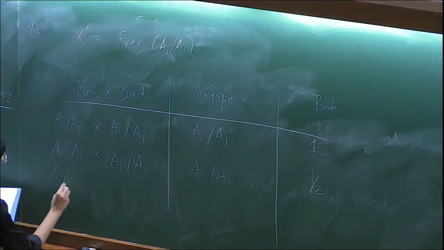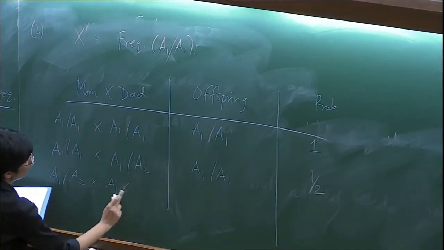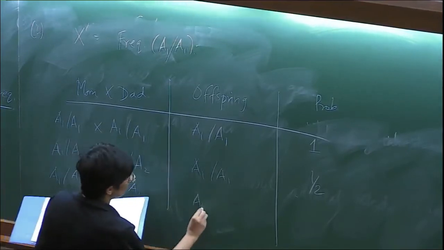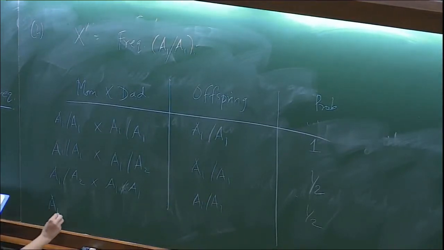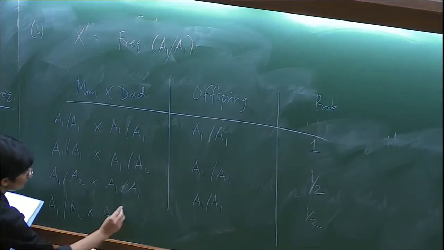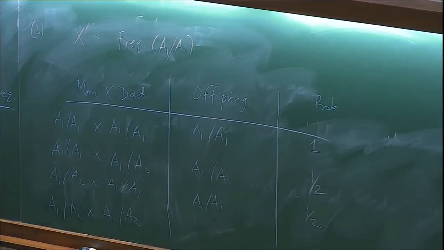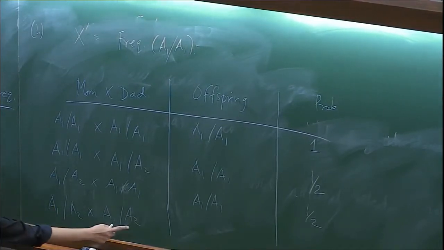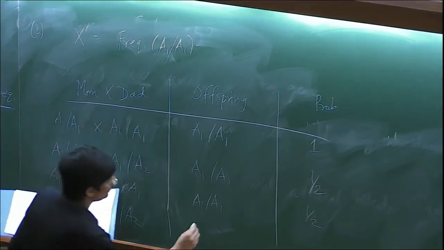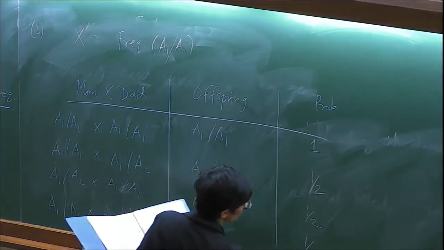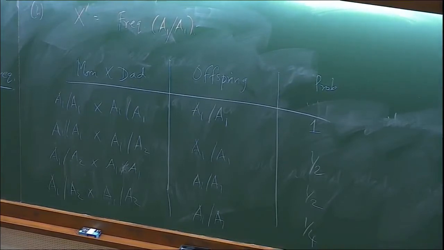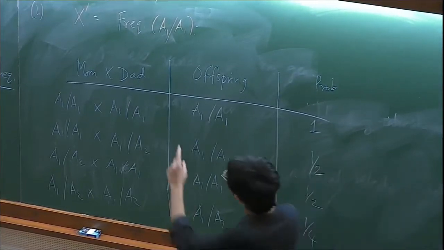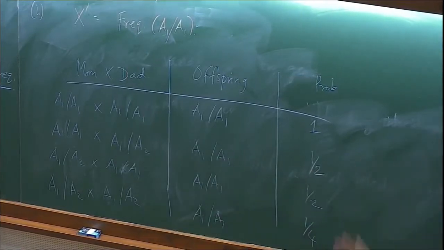Similarly, how about this one? Would it give rise to A1A1? 1 by 2 or 1 by 4? A1A1, A1A2, A2A1, 1 by 4. Right. So this is the little bookkeeping I have to do, and then I can write down the answer to this question.